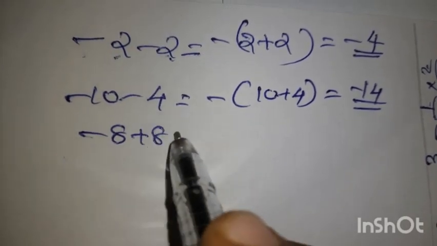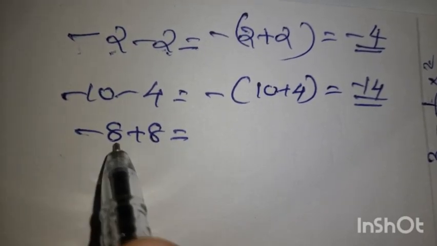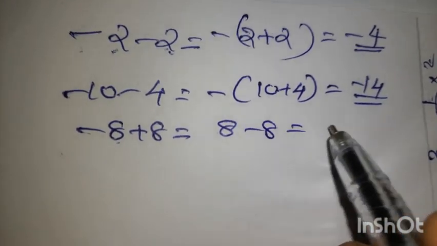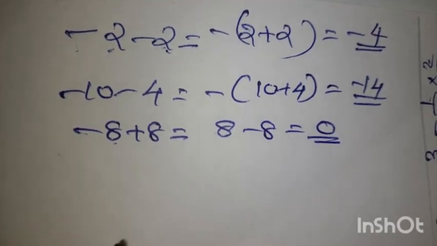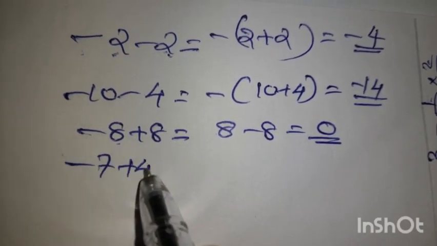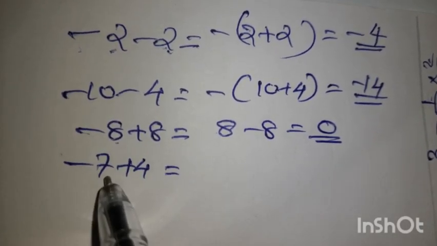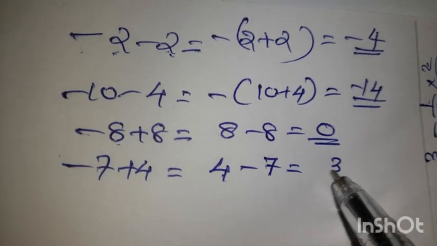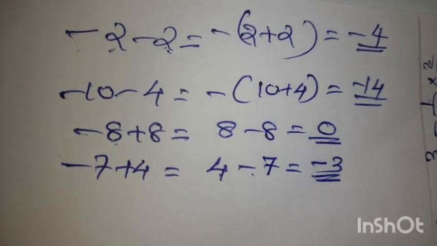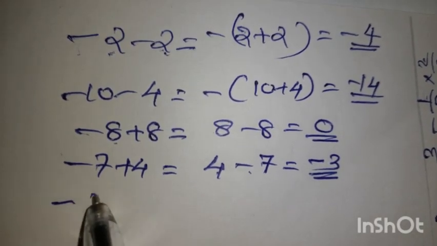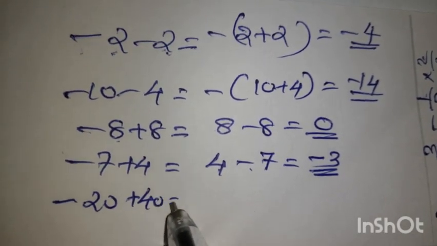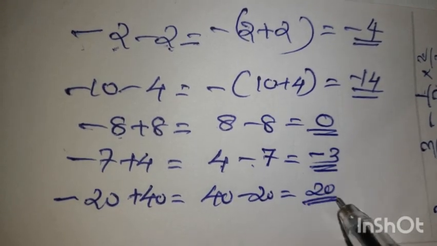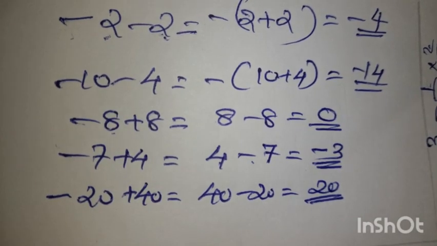Minus 8 plus 8. The same number is added and subtracted. What you are getting? 8 minus 8. That is 0. Minus 7 plus 4. It is 4 minus 7. So 7 minus 4 is 3 and minus sign. So minus 3. Minus 20 plus 40. 40 minus 20. So the answer is 20.